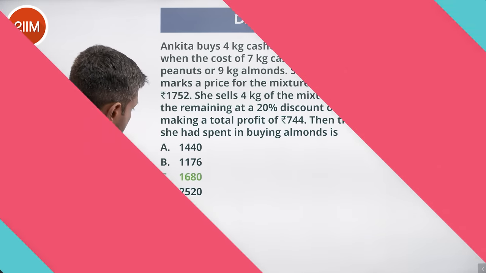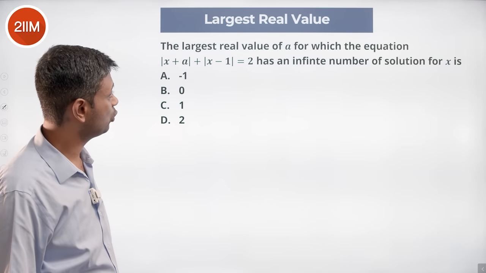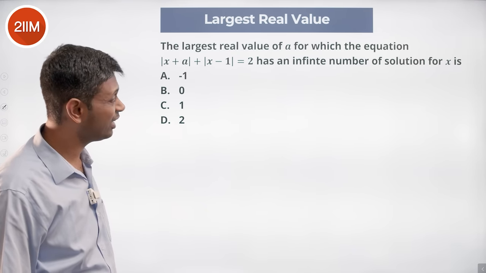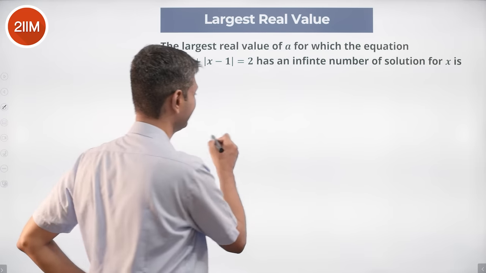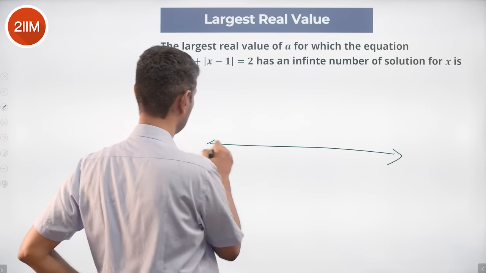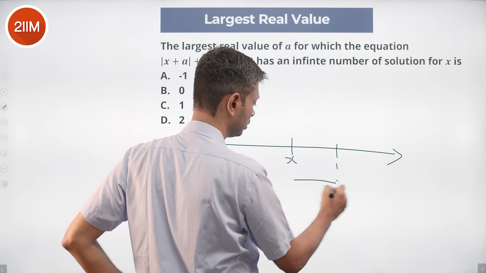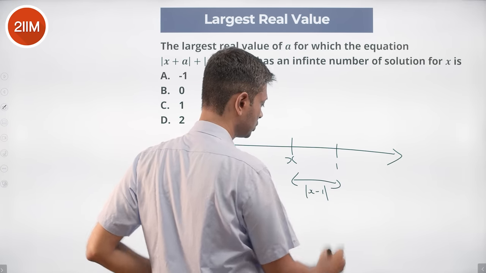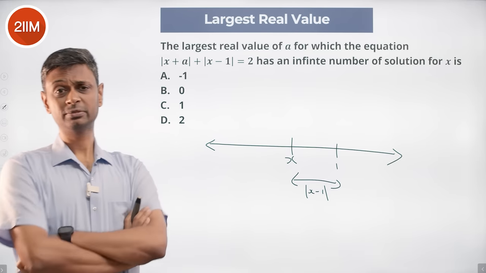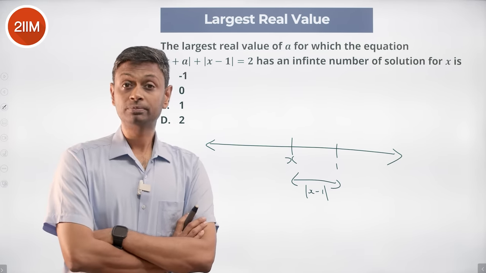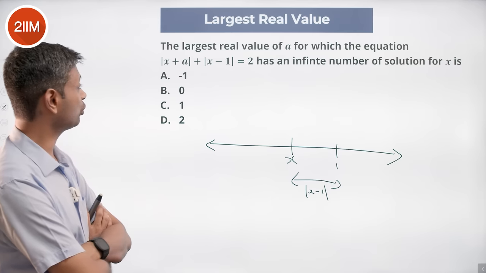Super tough question. The largest real value of a for which the equation modulus of x plus a plus modulus of x minus 1 equal to 2 has an infinite number of solutions for x. Nice, simple question. And so we have x here and 1 here. This is modulus of x minus 1. Modulus of x minus 1 is nothing but the distance between x and 1.